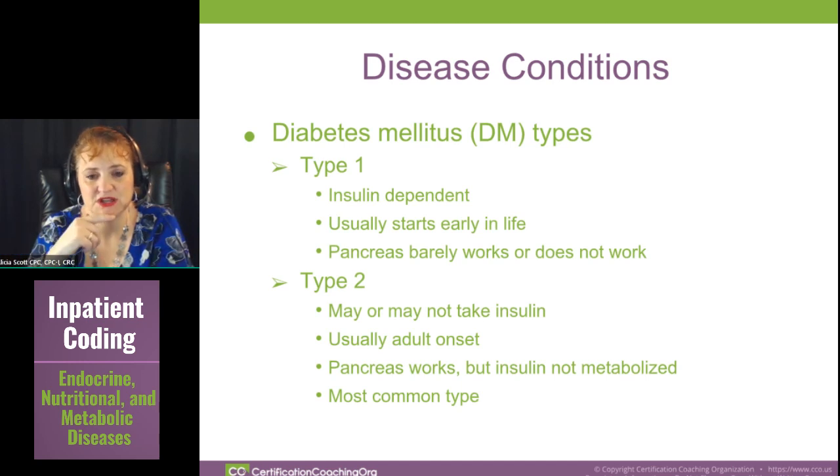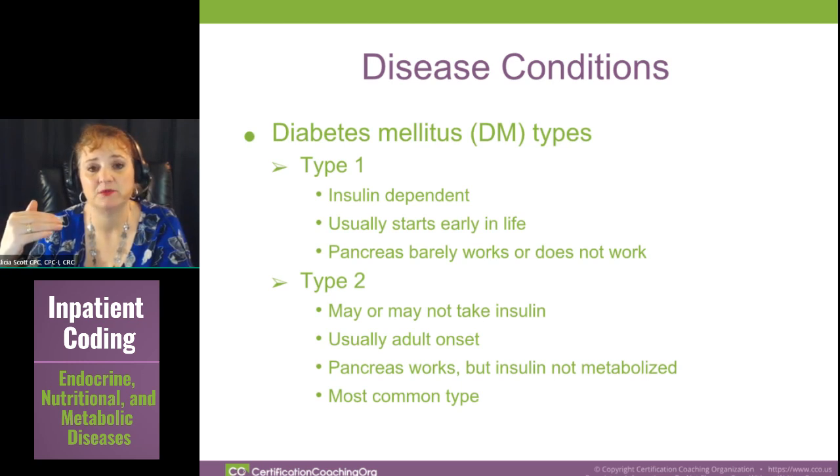The question and answers. Type 1 diabetes are always insulin dependent. They will always have insulin. It usually is found early in life, and what it means is the pancreas isn't working properly. It either doesn't work or isn't working properly. Type 2 diabetics may use insulin, but not always. Sometimes it could be diet and exercise.